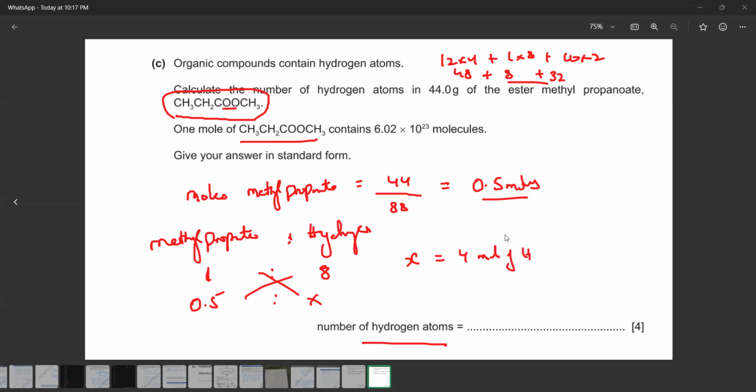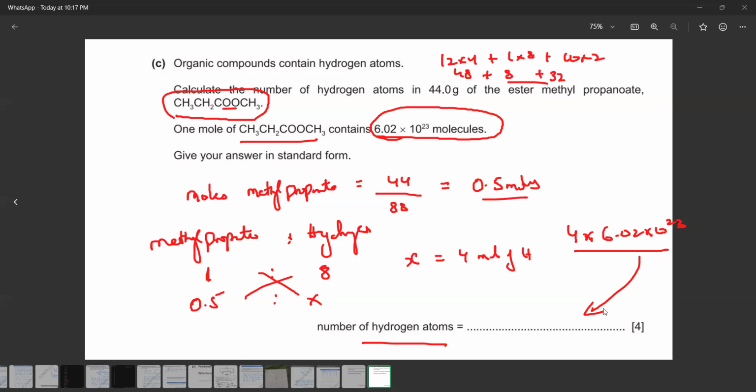But I need the total number of particles. So if I need the total number of particles, I will multiply by Avogadro's constant. So these 4 moles, I'll multiply by 6.02 exponent 23. So 4 multiplied by 6.02 exponent 23 will give us how many hydrogen atoms are there in this amount of methyl propanoate. So first, from the mass, we got the moles of methyl propanoate, and using its formula, we know one molecule gives 8 hydrogen.